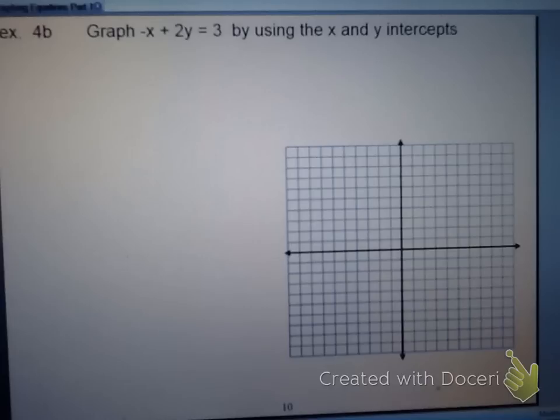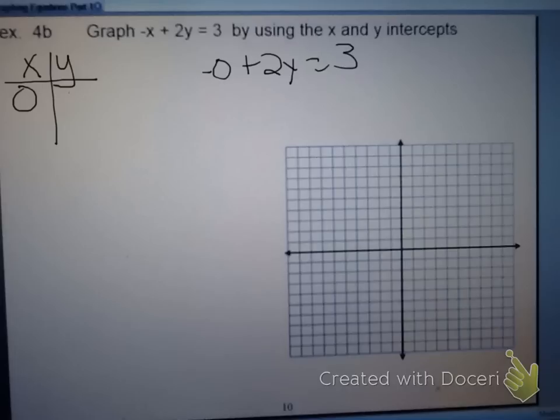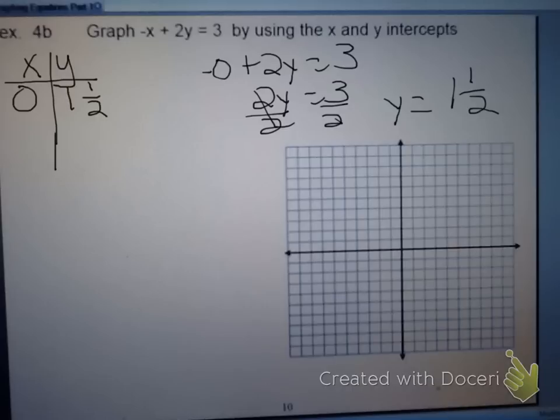Example 3b, negative x plus 2y equals 3 by using the x and y intercepts. Another little shortcut you could do instead of doing what I did a minute ago, you could make a little table where you give x 0, find y. So that would be negative 0 plus 2y is equal to 3, which is just 0. So that's 2y is equal to 3. Divide by 2. And that we have to turn into a mixed number, 1.5, because 3/2 is 1.5. We have to turn into a mixed number when you're graphing. So that's 1.5. And then give y 0 and find x.